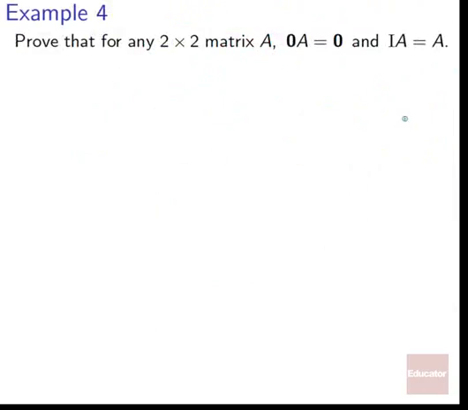All right, final example. Prove that for any 2x2 matrix A, the 0 matrix times A equals 0 and the identity matrix times A equals A. So any 2x2 matrix A, it says any. That means we can't just use some 2x2 matrix. We can't actually put down numbers because we have to be able to have this true for any 2x2 matrix.